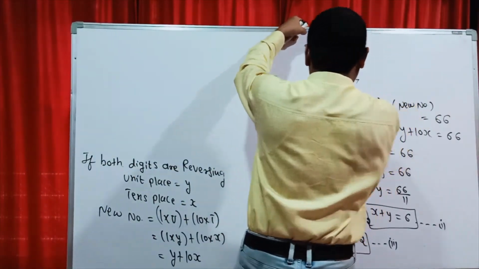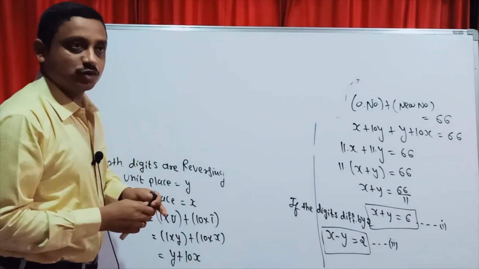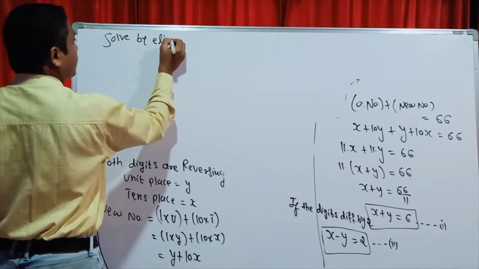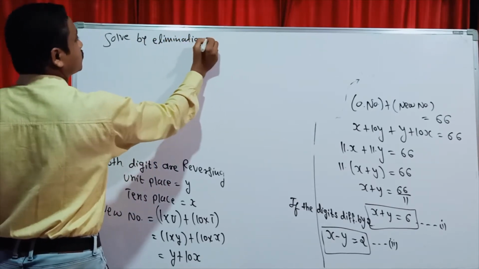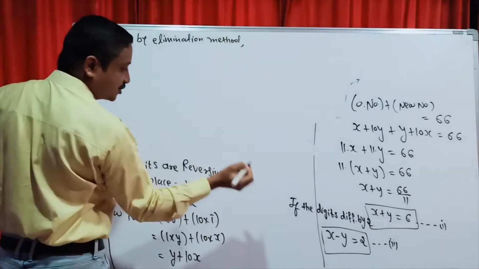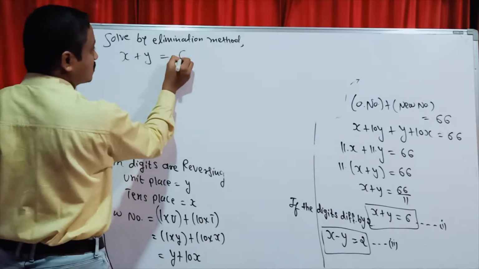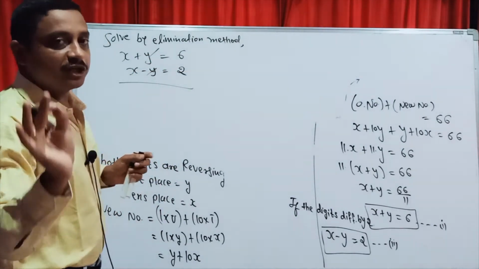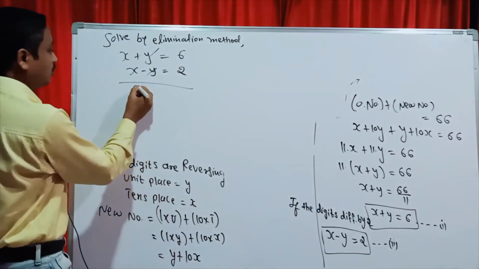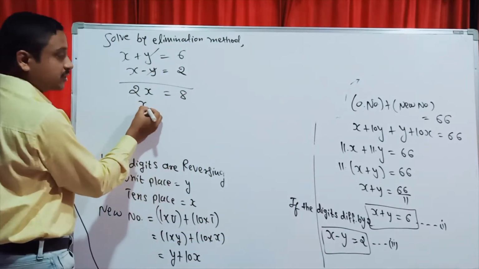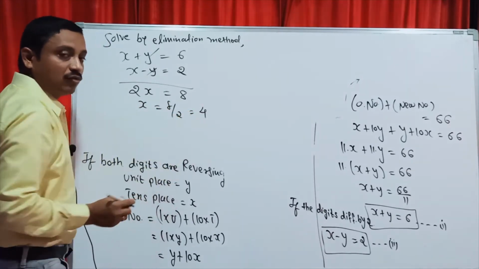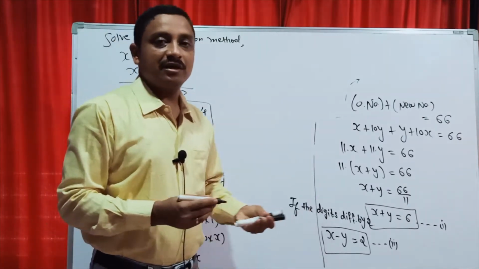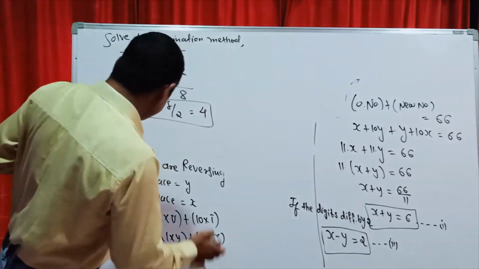Only apply our elimination method, because it is already told in this question. So solve by elimination method. First equation I have x plus y equals 6, second equation x minus y equals 2. Just eliminate your y terms in both. You get only 2x here, but here 8. So x is equal to 8 by 2, then you get only 4. Yes, this 4. Apply it in either the first or the second, as you like.